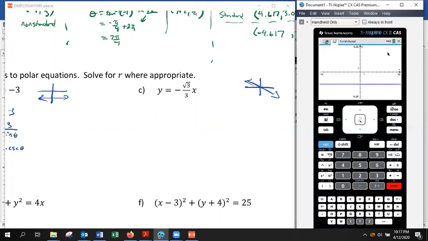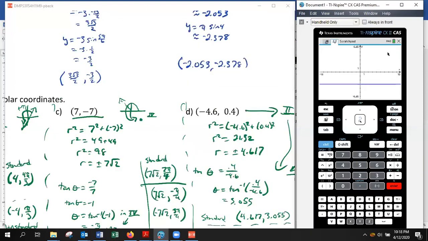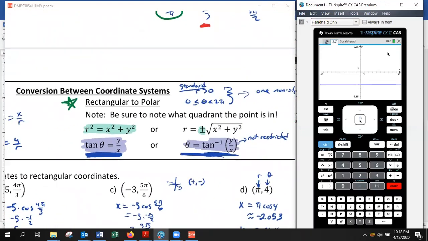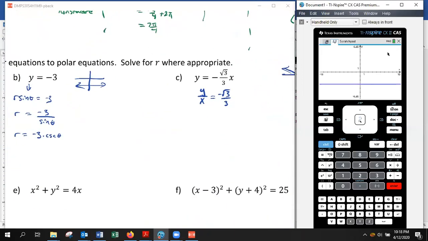Well, this is going to be very unique, we've never done this before, but if I divide both sides by x, I get the equation y over x is -square root of 3 over 3. And why would I do something like that? Well, I know that y over x is equivalent to tangent of theta. So tangent of theta is -square root of 3 over 3, so theta ends up being the inverse tangent of -square root of 3 over 3.